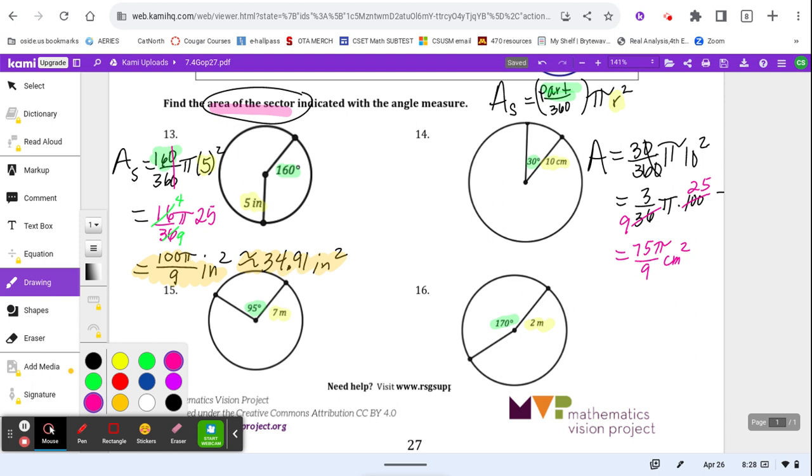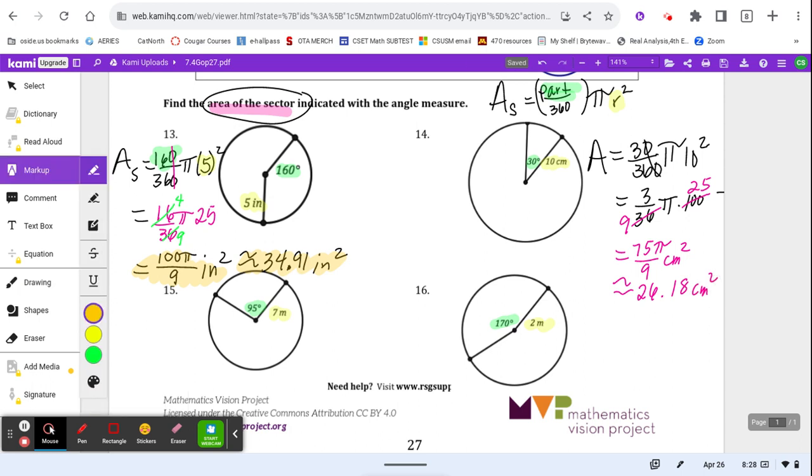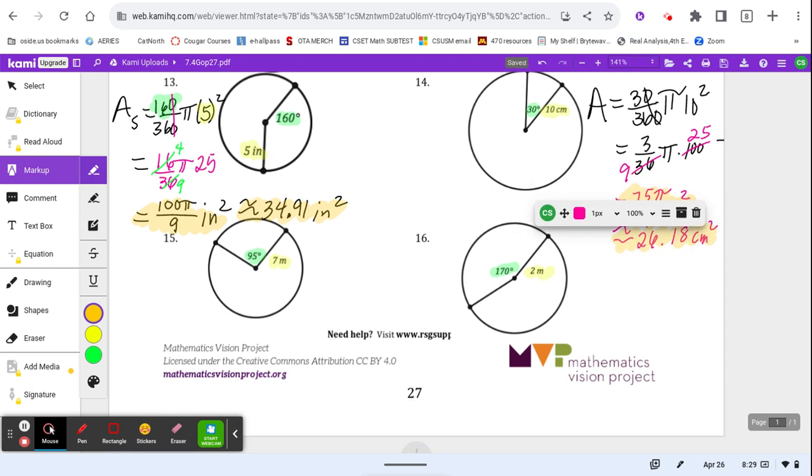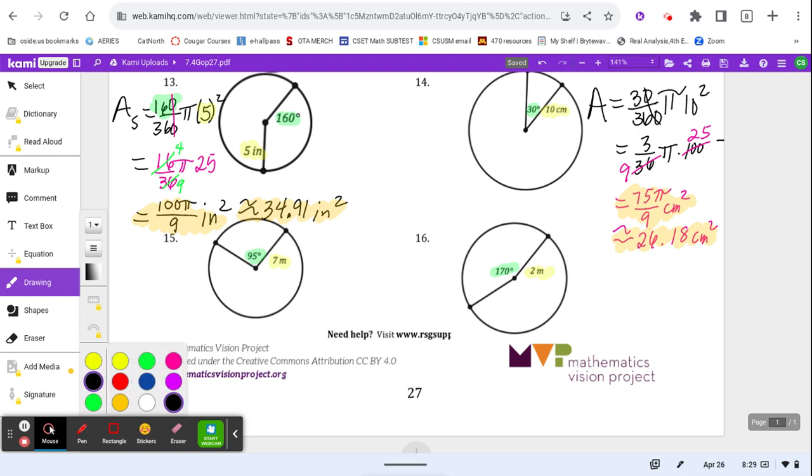Why am I doing squared units, by the way? Because area is always units squared. I'm then going to put this into my calculator. I'm going to put 30 out of 360 times pi times 10 squared. And I get approximately 26.18 centimeters squared. Check me on your calculator. Make sure you understand where this is coming from. This is my exact and my approximate area of the sector. Pause the video, try the next one.